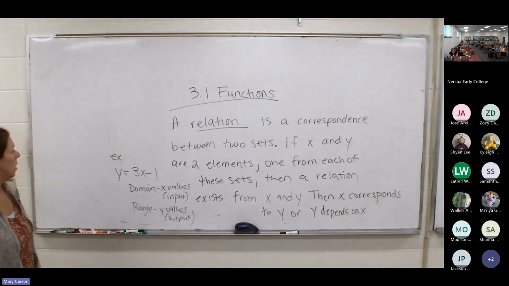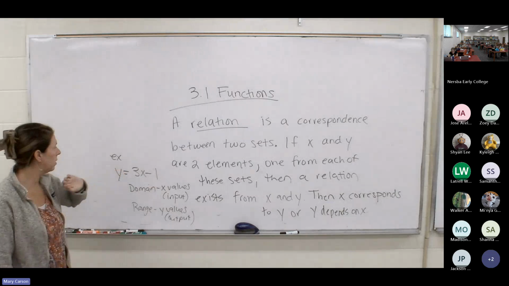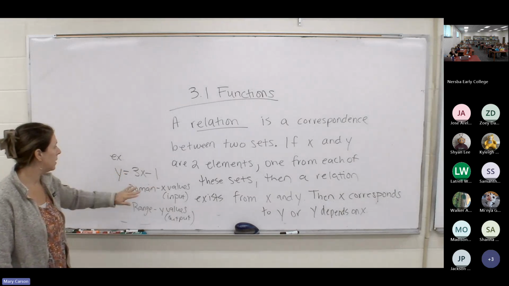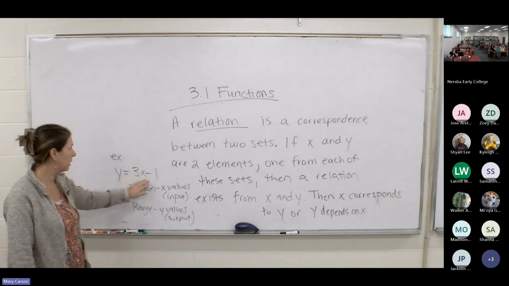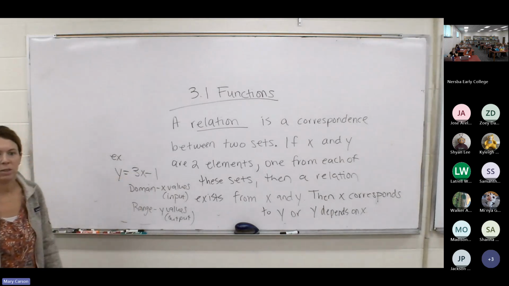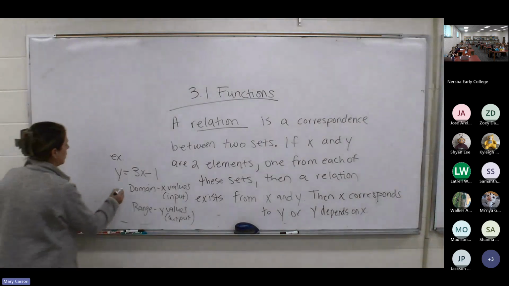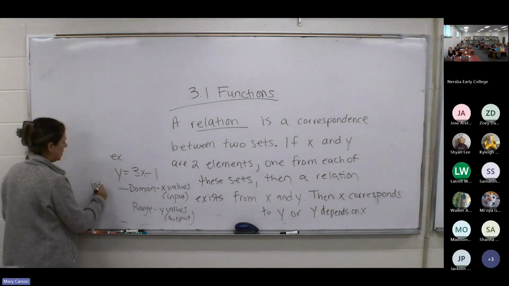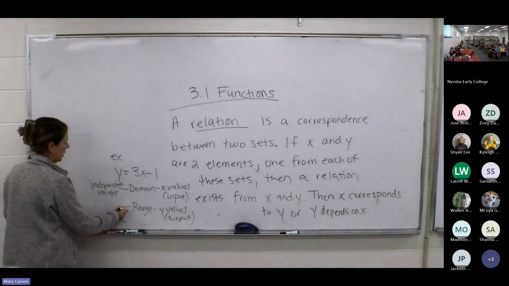Good job, Latrell. So domain is going to be your input and what you start with. It is independent, and your range is your dependent variable. So whatever you input changes your output, right? You put in 0 versus 1, it's going to change your output. So domain is your independent variable. Range is your dependent variable.